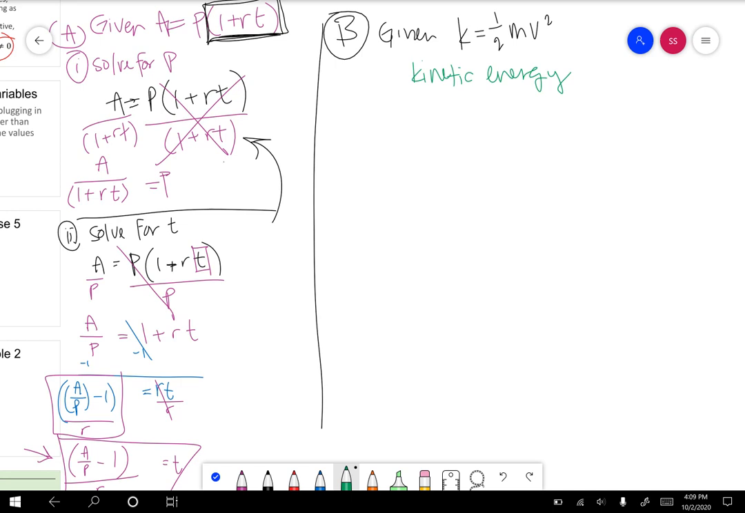Because it involves velocity, and I'm pretty sure m is for mass. Basically what this formula is saying is that the more mass you have and the more velocity you have, the more kinetic energy an object has, or potential for kinetic energy an object has.